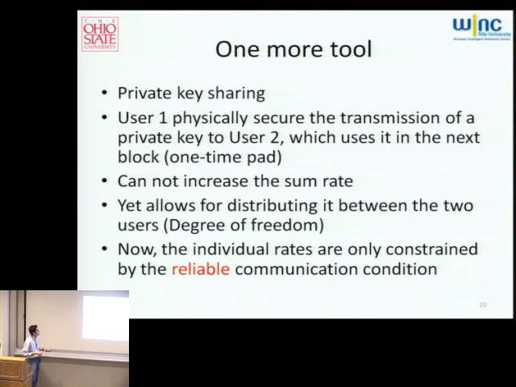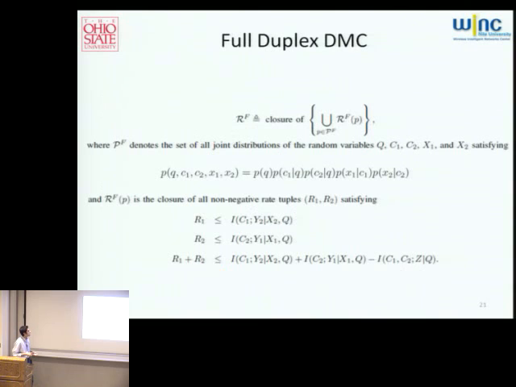And that makes the individual rate constraints only the reliable communication conditions, or the main channel capacities in the absence of the secrecy constraint. So here the individual rate constraints will be only the main channel capacities. So the secrecy constraint appears only in the sum rate.